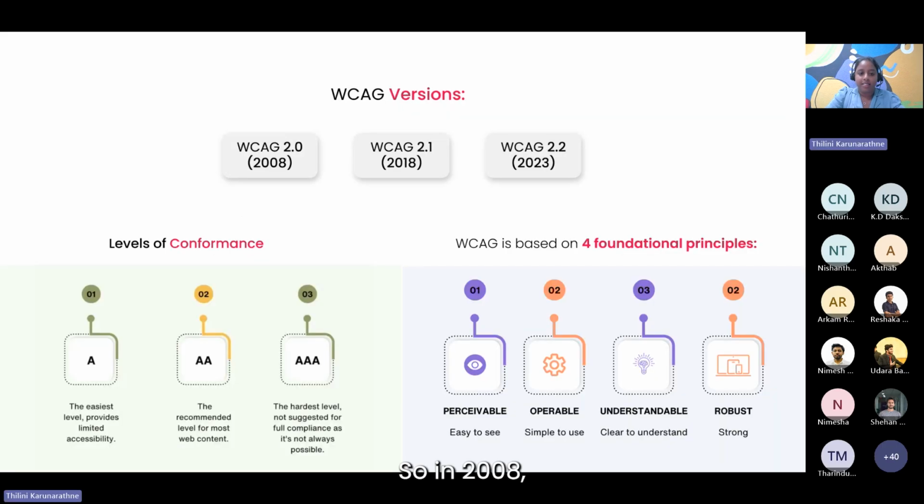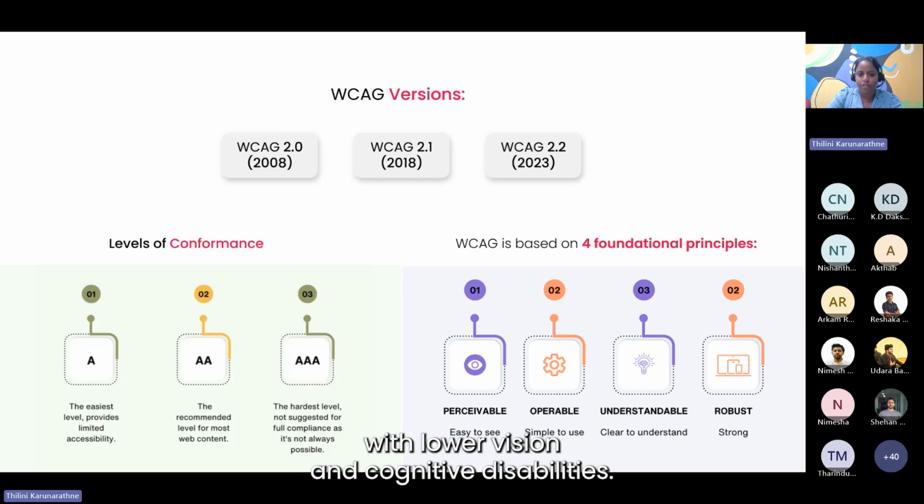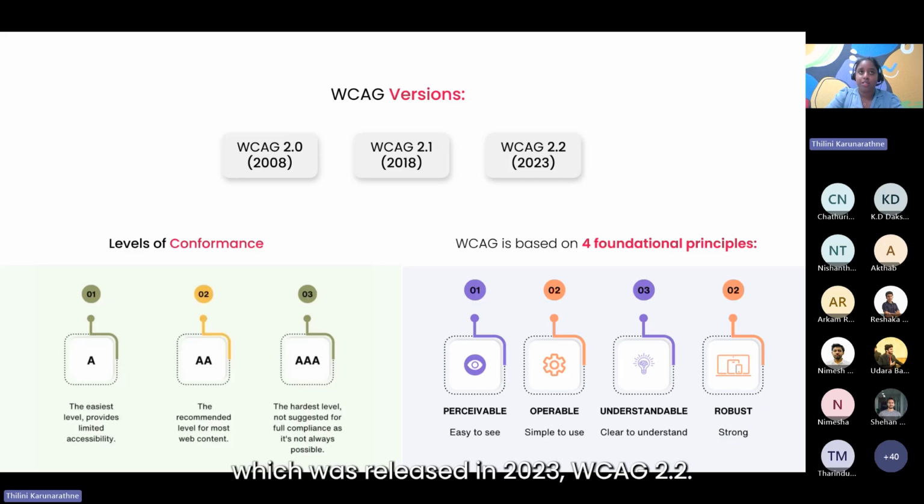In 2008, W3C released WCAG 2.0, and in 2012, it became an ISO standard. Then after 10 years, in 2018, they released WCAG 2.1, which added more support for mobile users and people with low vision and cognitive disabilities. And the latest version, released in 2023, is WCAG 2.2. This one includes new guidelines to help even more users and modern devices.